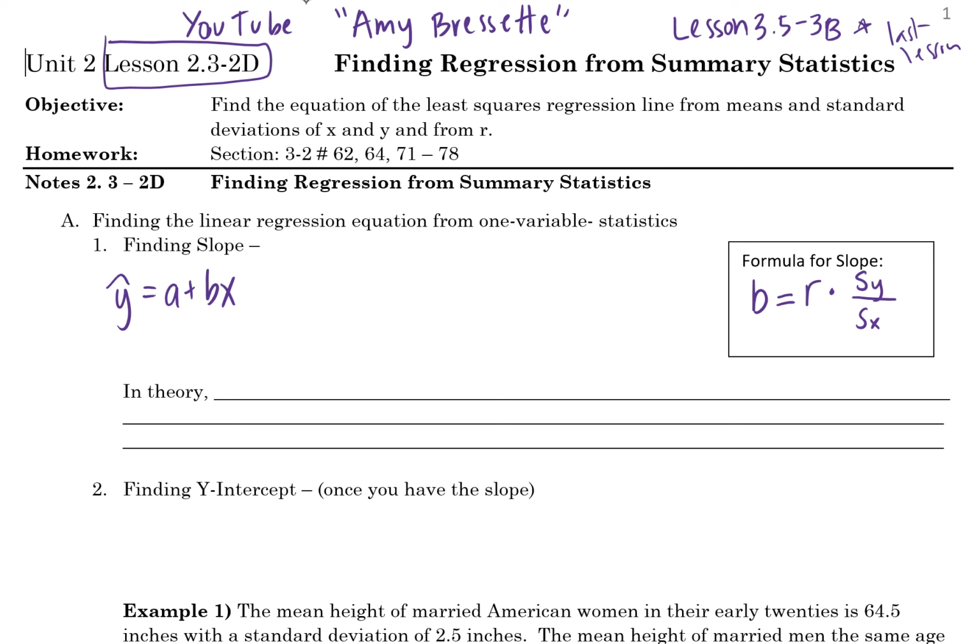But first, we have a formula for slope. We don't really have a formula for y-intercept. So let's talk about what we do to find the y-intercept. The way this works goes something like this. Let's say I have a scatter plot with a positive, fairly strong linear relationship. Here's the idea behind it.